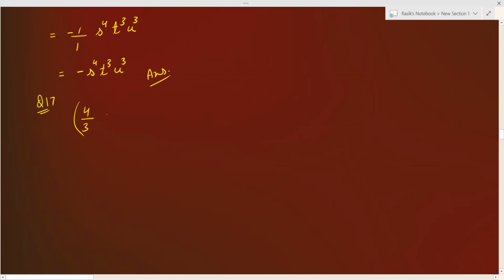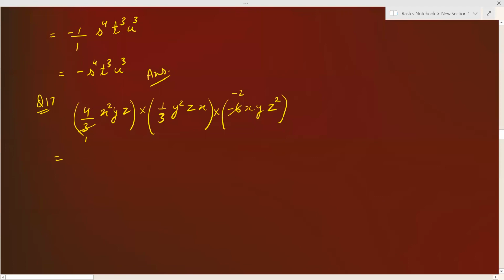4 upon 3 x square y z, multiplied by 1 upon 3 y square z x, multiplied by minus 6 x y z square. Sir, my answer is correct. Okay, I'm doing it now. So 3 and minus 6, we will cancel, this becomes minus 2, and here 1. So 4 into minus 2 is minus 8, 1 into 3 is 3.